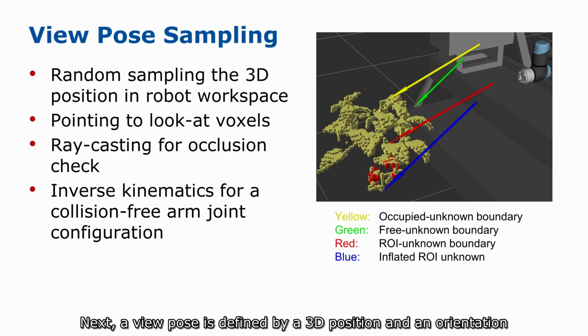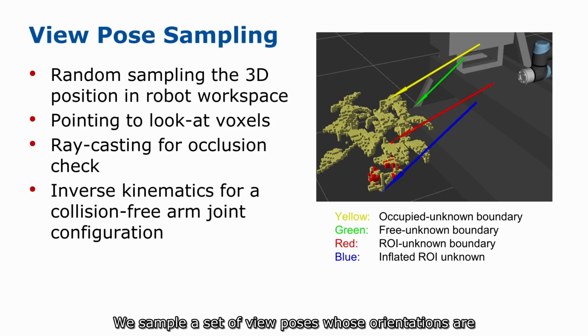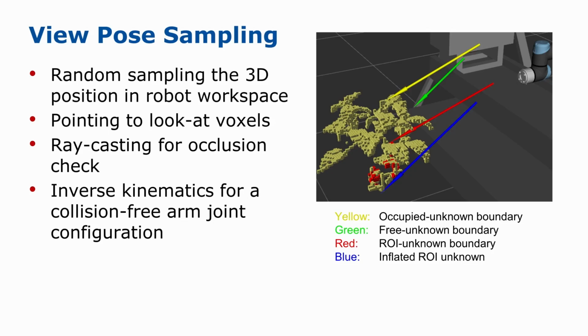Next, a view pose is defined by a 3D position and an orientation. We sample a set of view poses whose orientations are directed toward the identified look-at voxels. For each randomly sampled 3D position within the workspace, we perform occlusion checking and use inverse kinematics to verify the existence of a collision-free joint configuration. The arrows indicate the camera's viewing direction toward the corresponding look-at voxel associated with each sampled view.